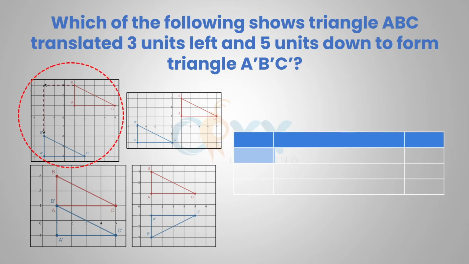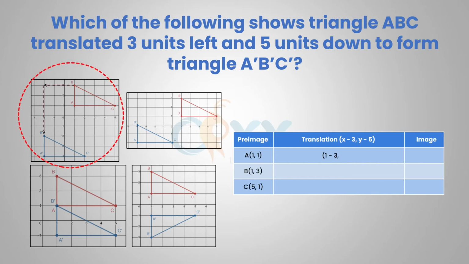We can also see it in the coordinates. If the preimage ABC has coordinates of (1, 1), (1, 3), and (5, 1), if it's translated 3 units to the left, that would be subtracting 3 from the x values, and 5 units down, that would be subtracting 5 from the y values. That would give us the image of (-2, -4), (-2, -2), and (2, -4). This is also shown in the first example.